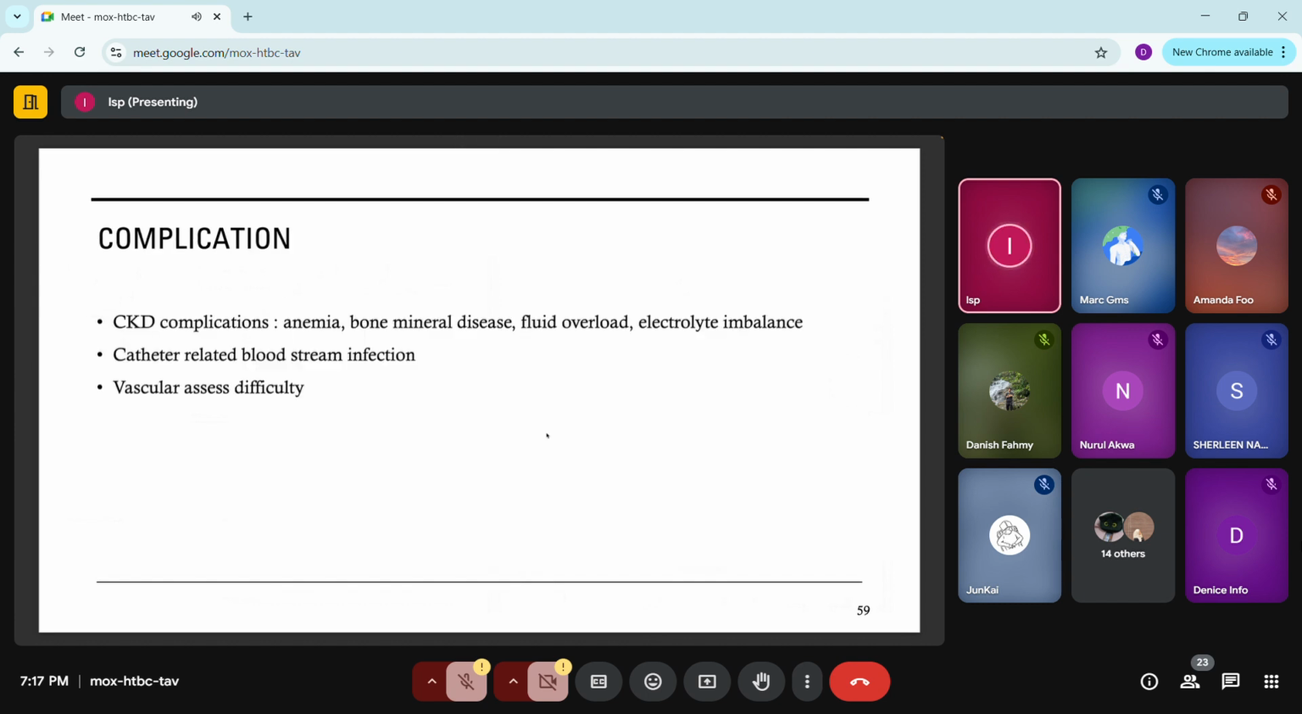So we have complications of CKD. The patient will develop anemia due to reduced red blood cell production because of reduced EPO. They have mineral bone disease. They get fluid overload and electrolyte imbalance. Okay. If they have a catheter, they can commonly come back with infection. The elderly may not have vascular access easily.